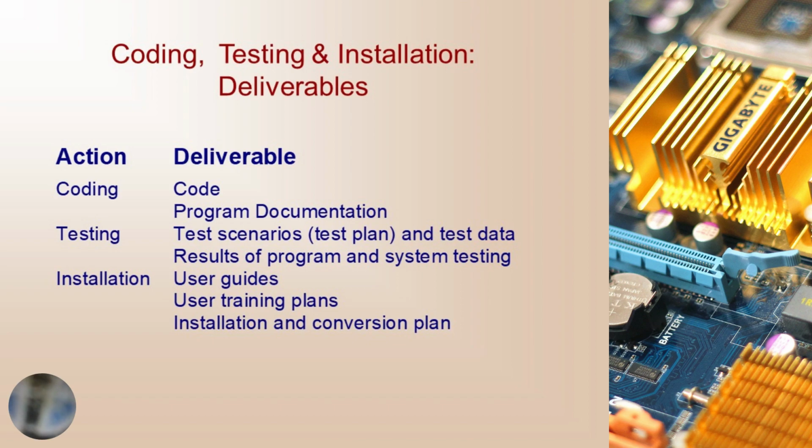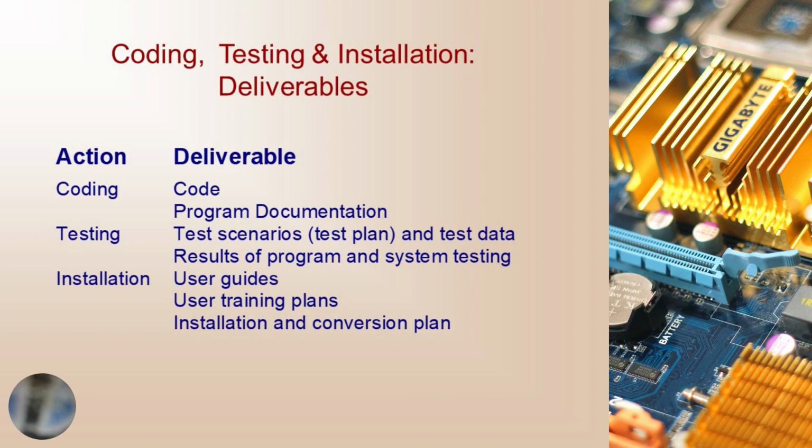Action. Coding, well, the deliverable for coding is the code or program documentation. Testing: test scenarios, test plan, and test data, results of the program and system testing. And installation: user guides, training plans, installation, and conversion plan are the deliverables. Increasingly, automated tools are used to maintain the documentation needed by system professionals.